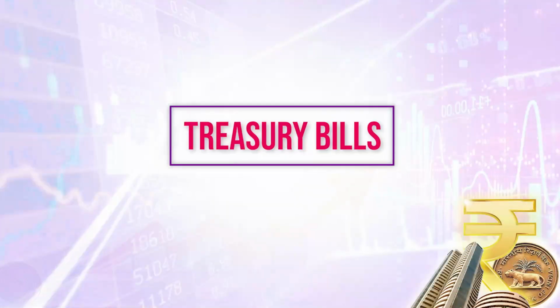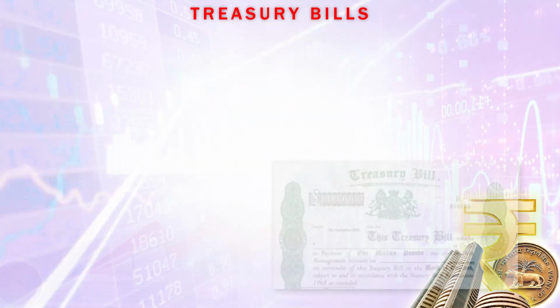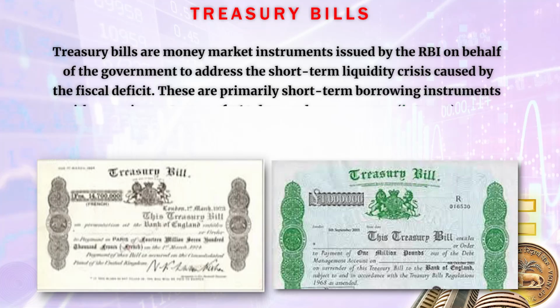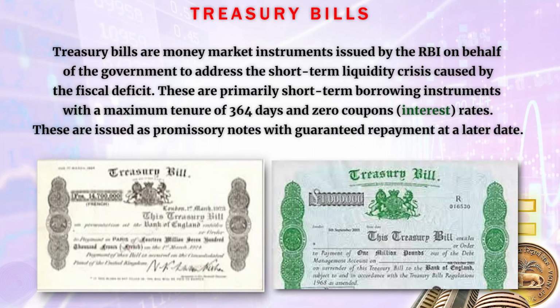The second type of money market instrument is the treasury bills. Now, these treasury bills are issued by RBI on behalf of the government, particularly when the government encounters some liquidity crisis due to the fiscal deficit. Now, these primary short-term borrowing instruments have a tenure of up to 364 days and with zero coupon interest. Now, these are issued by the government as promissory notes, and these are a sort of term deposits.